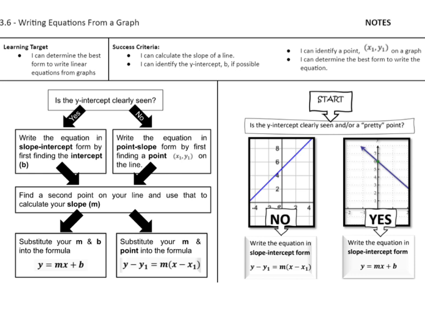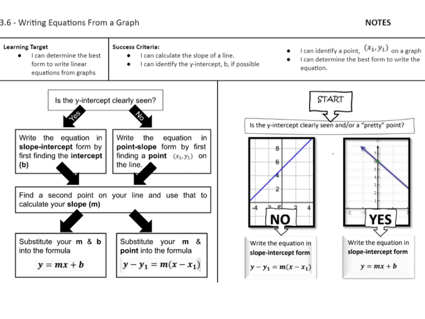If you look here on the right-hand side of your notes, it says start. Is the y-intercept clearly seen and or a pretty point? On the side that says no, our point where it crosses the y-axis is right there. Not a super pretty point, right? It's in between 4 and 6. We can't really see if it's halfway or not, so it's not really identified well.